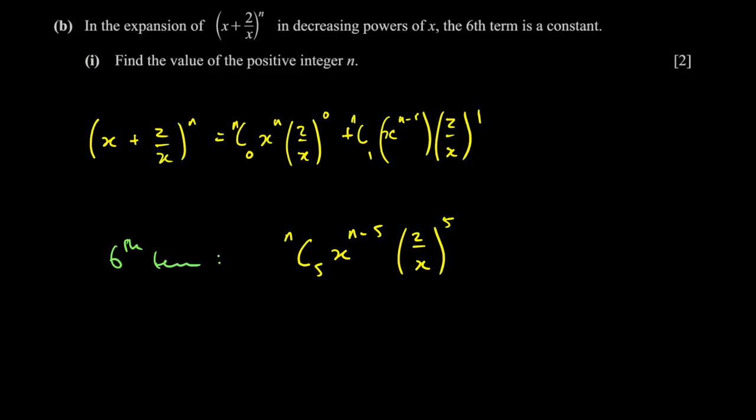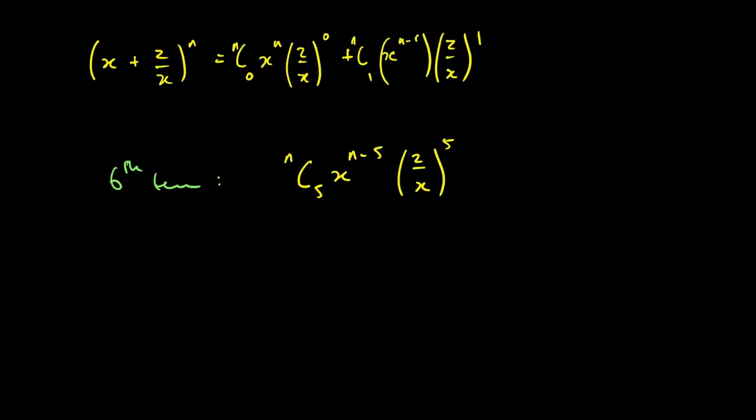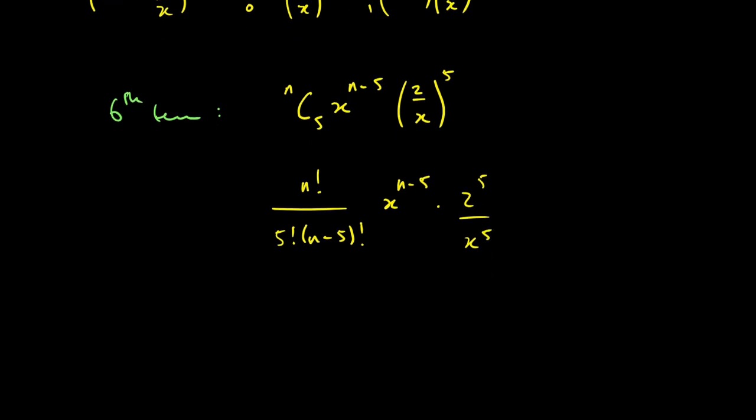And we are told that this is a constant. Well, let's write that down fully. nC5 means n factorial over 5 factorial times n minus 5 factorial. This is x to the power of n minus 5. That's going to be 2 to the power of 5 over x to the power of 5. Now, if this is going to be a constant term, what does it mean about these two x's? Well, they're going to have to cancel out. So how are they going to cancel out? Well, they're only going to cancel out if the powers here are the same.